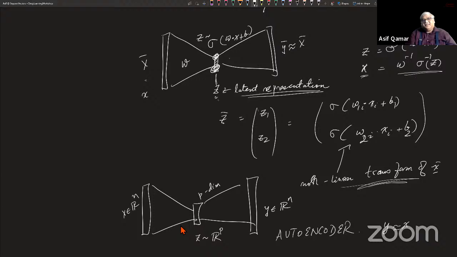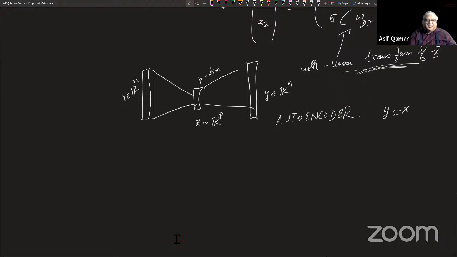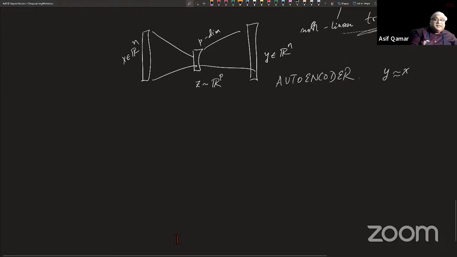Am I making sense, guys? You're doing a non-linear dimensionality reduction. That's all you're doing with the autoencoder. Next, what else can we do? You can actually use it for very interesting purposes besides dimensionality reduction.